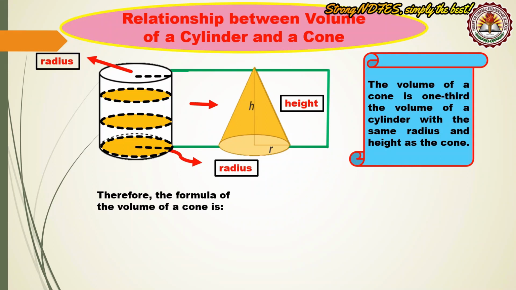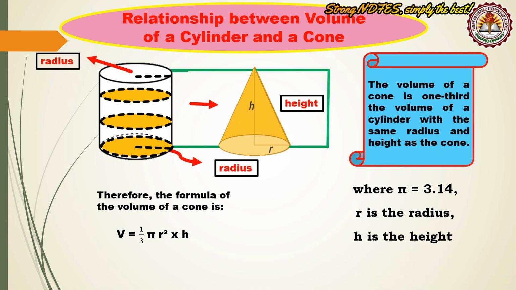Therefore, the formula of the volume of a cone is volume equals 1/3 times pi r squared times height, where pi is equal to 3.14, r is the radius, and h is the height. So what is the relationship between the volume of a cylinder and a cone? The volume of a cone is 1/3 the volume of a cylinder with the same radius and height as the cone.